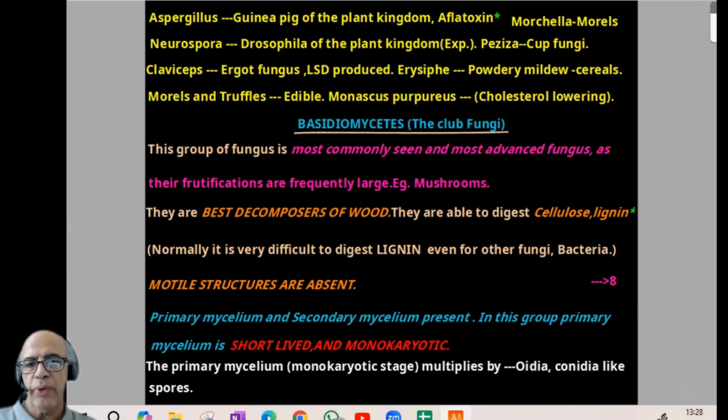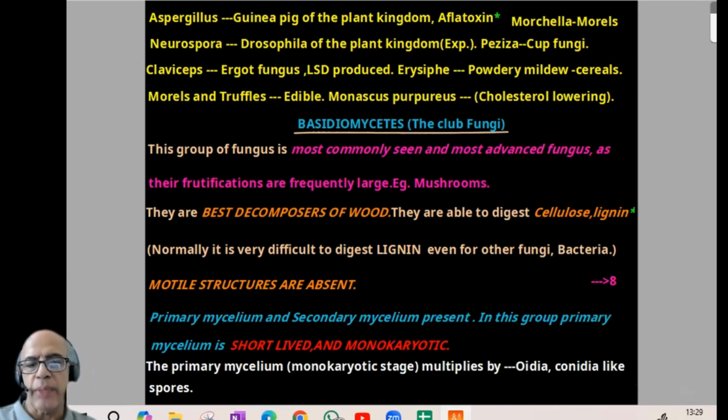Now we have to proceed to Basidiomycete, the club fungus. This group of fungi is most commonly seen and the most advanced fungi, as their fruiting body is frequently large. An example is mushrooms. And they are the best decomposers of food. They are able to digest cellulose. Beyond cellulose, they can also digest lignin. Normally, it is very difficult to digest lignin, even for other fungi and bacteria. Motile structures are absent. Advancement is already there.